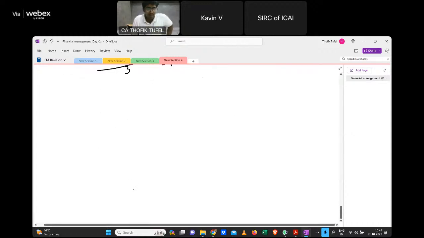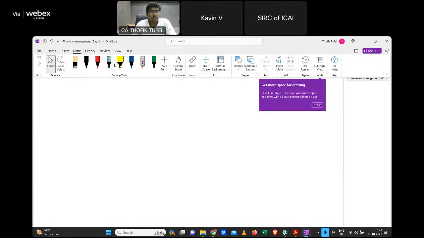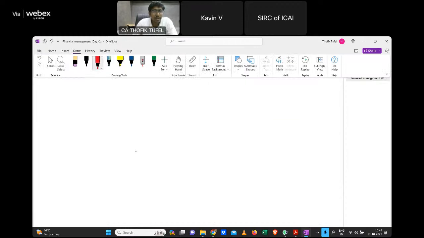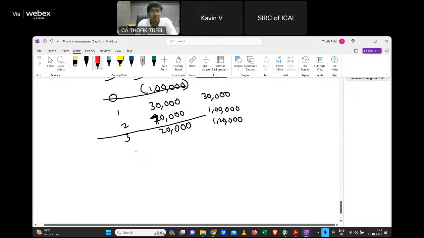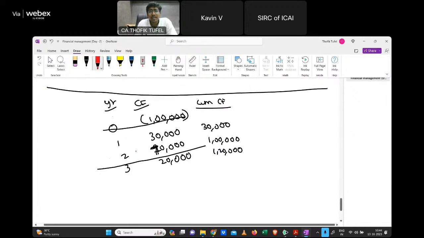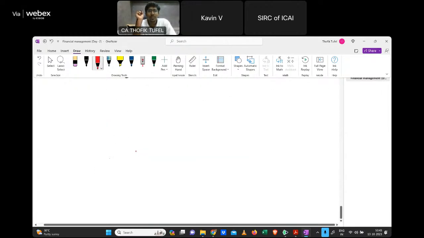But suppose your investment is in between some value. See, here it is very straightforward. In the second year you directly got 1 lakh rupees. But what if in the second year it is not 1 lakh, it is 1 lakh 20,000 rupees, or 1 lakh 10,000 rupees? Then you know that your answer is somewhere in the middle of 1 and 2. It is 1 year and a few months. So how to calculate that is what you're going to see.